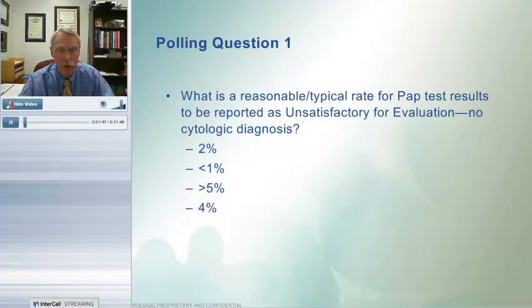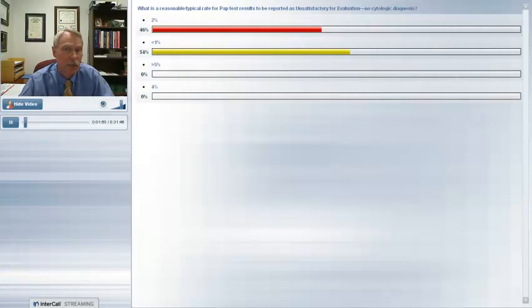We have a couple of polling questions to start the webinar. The first polling question is, what is a reasonable rate for unsatisfactory Pap smear reports to occur in your practice? Is it 2%, 1%, more than 5%, 4%? What do you think? Please vote now. Very good. The majority of respondents reported 1%. I think most authorities would agree that it would be very normal to have an unsatisfactory report level between 1 and 2% of your Pap smears. If it's higher than that, possibly you would want to look at your technique and see if you can improve your results and decrease the number of unsatisfactory Pap smears, and that's what this webinar is all about.